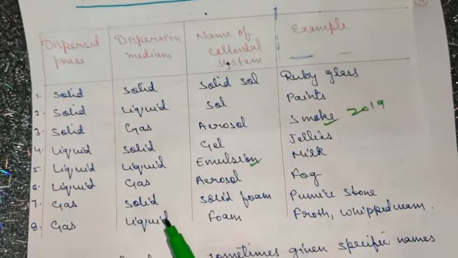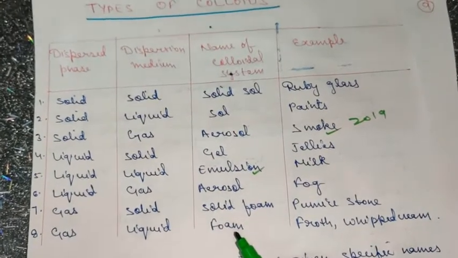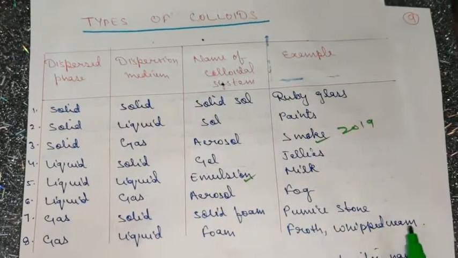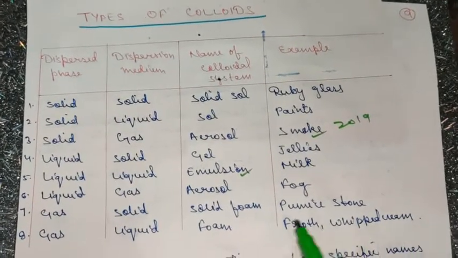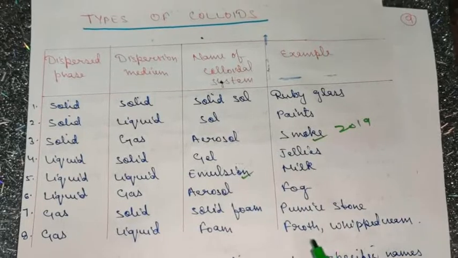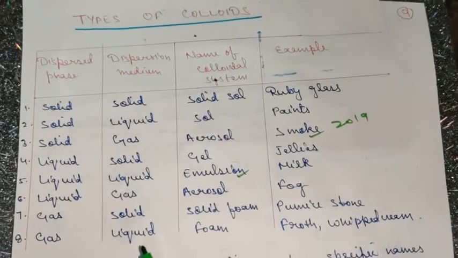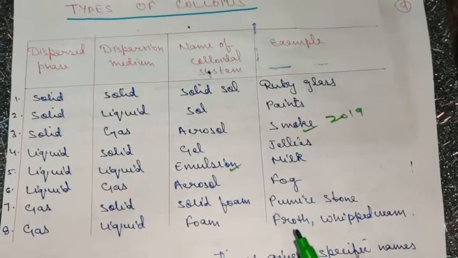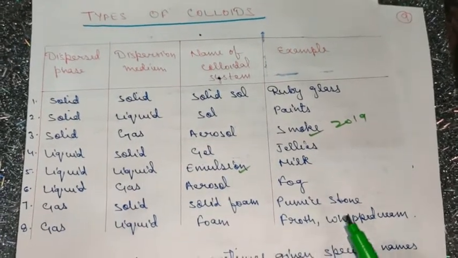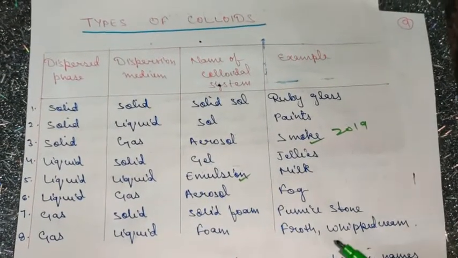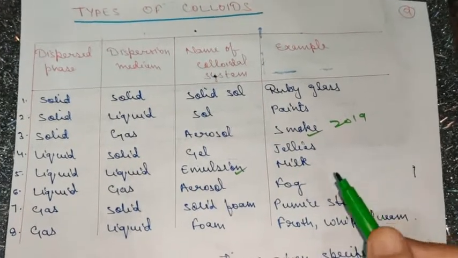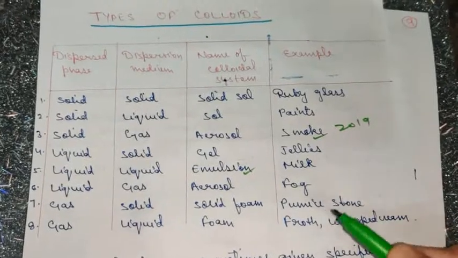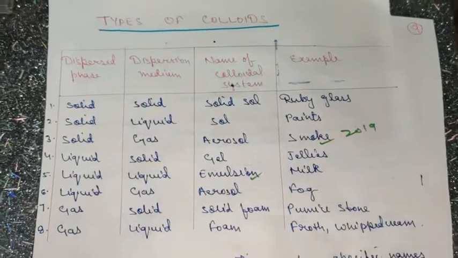Then gas dispersed in liquid gives foam. Example is froth or whipped cream. This can be easily imagined, I feel. You can very easily imagine how a gas getting dispersed in liquid gives rise to foam, and the example is whipped cream and froth. Okay, so these are the examples which I have mentioned here, and at least one more example, try to think on your own or try to look into your book, search it from your book and mention it in the table.